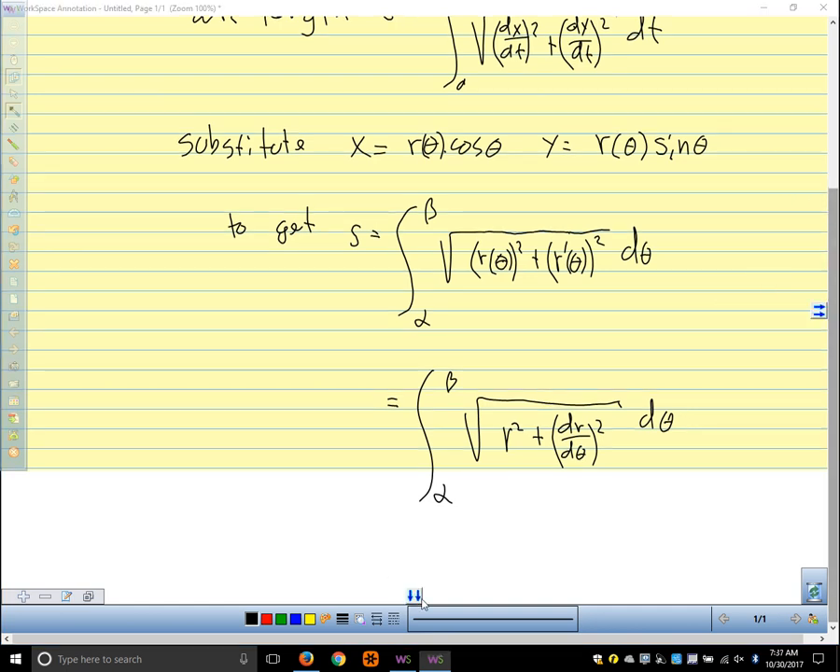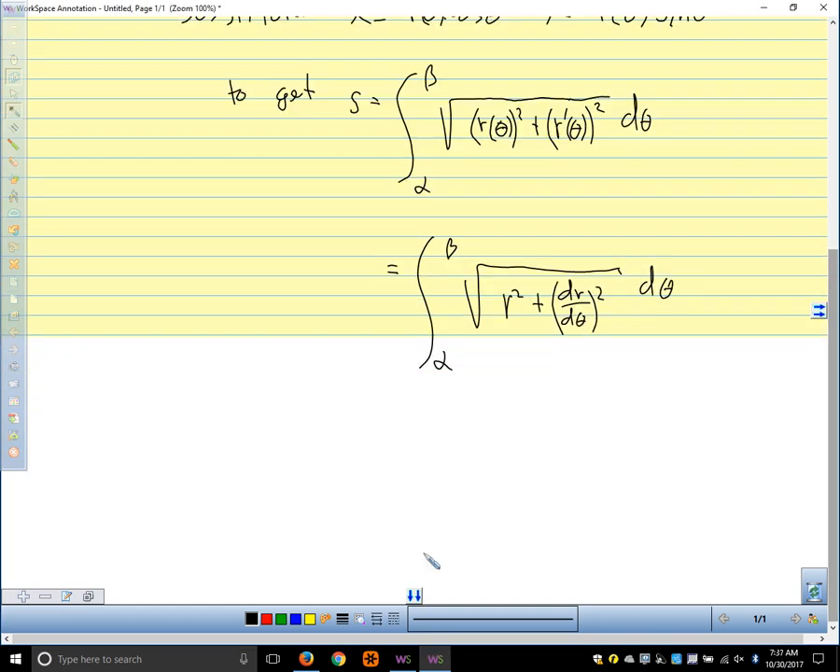One thing we need to be careful with is that we want to make sure the curve is traced only once on the interval of integration. If the curve is traced multiple times, you're going to get multiple times the arc length that you actually want.